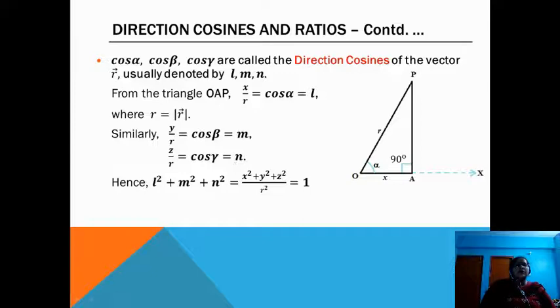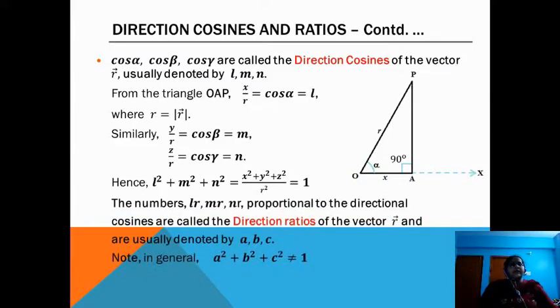So now see, we get a very interesting relationship, L square plus m square plus n square. What is that? x by r whole square plus y by r whole square plus z by r whole square. So x square plus y square plus z square divided by r square. And what is this? If we think carefully, r is the distance from O to P, so that is nothing but x square plus y square plus z square, r square. So therefore this is equal to 1. So that means we get a very important relation, that the sum of the squares of the direction cosines is equal to 1.